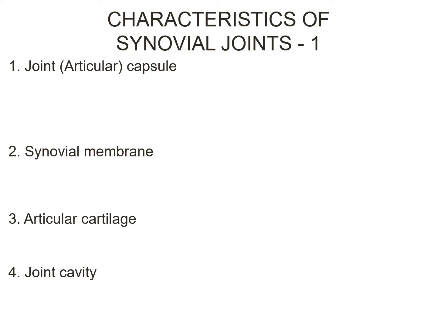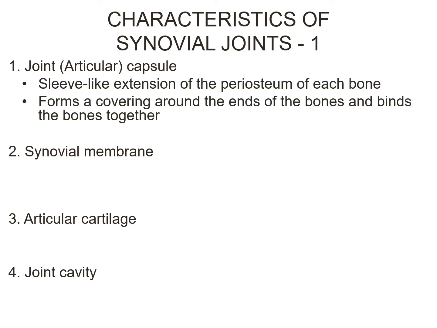Number 1, the joint capsule, also known as the articular capsule. This is just a continuation of the periosteum between the 2 bones. So remember, periosteum is just the outside covering of bones, mainly made up of collagen fibers. You name it, you got it. And the capsule kind of works like a barrier or a wall to the outside of the joint.